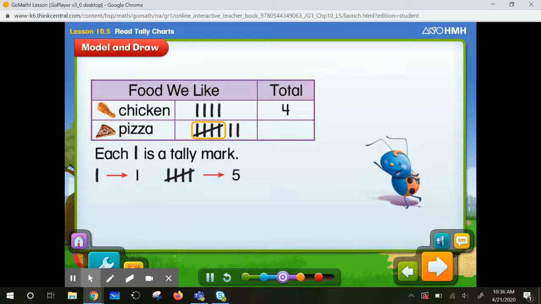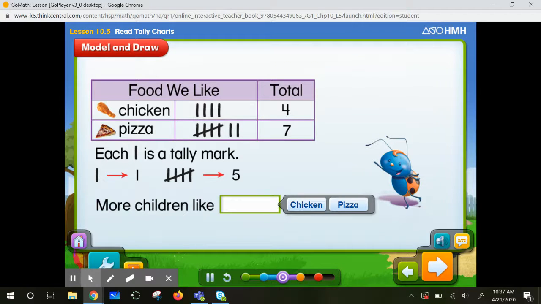You know a group of tally marks is 5. For the single marks, count on from 5. 6, 7. How many children chose pizza? 7 children chose pizza. So do more children like chicken or pizza? Select the food. That's right. More children like pizza.